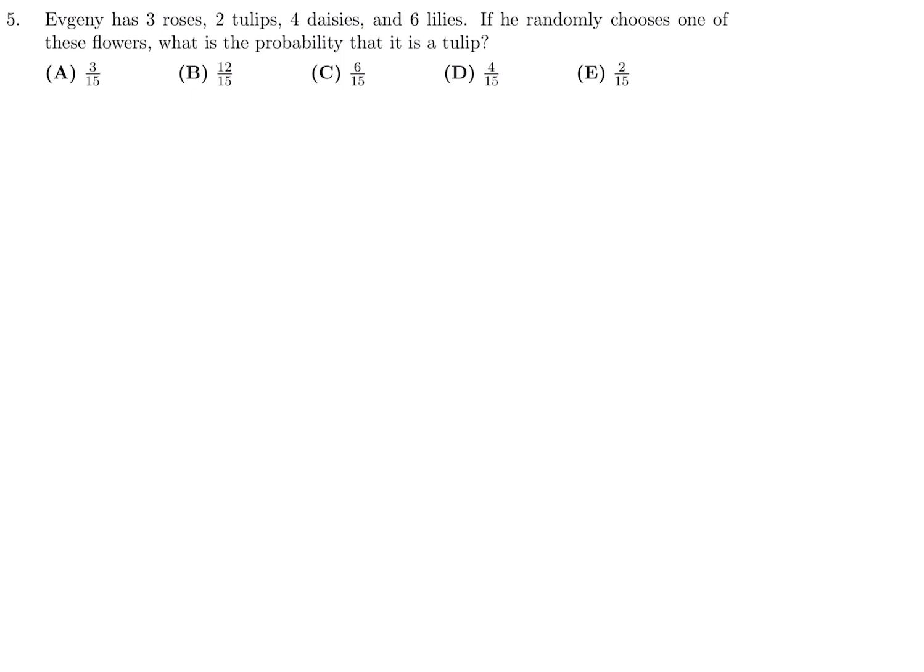Evgeny has 3 roses, 2 tulips, 4 daisies, and 6 lilies. If he randomly chooses one of these flowers, what is the probability that it is a tulip? Well, the probability of choosing a tulip is 2 out of the total, and the total is 3 plus 2 plus 4 plus 6, which is 15. Therefore, 2 out of 15. Number 5, the answer is E.